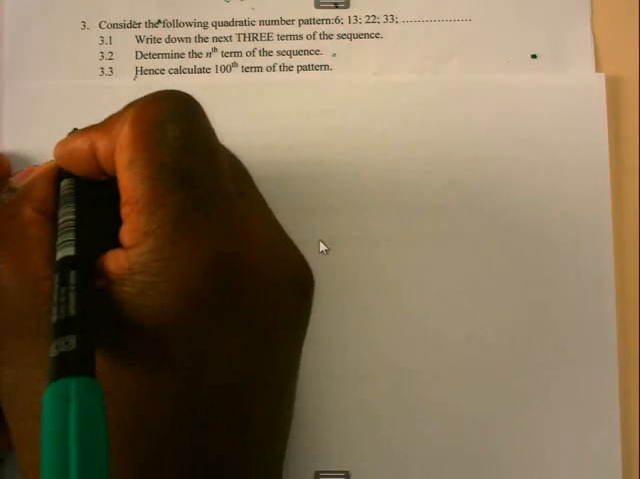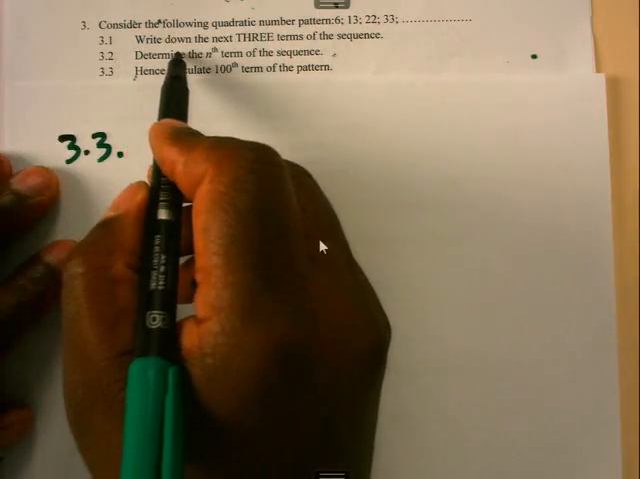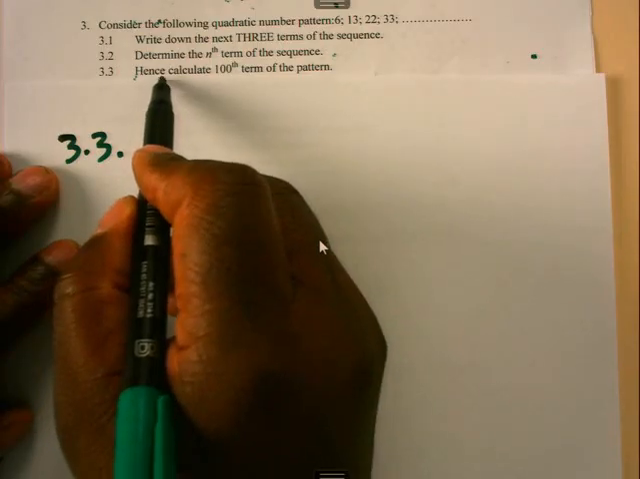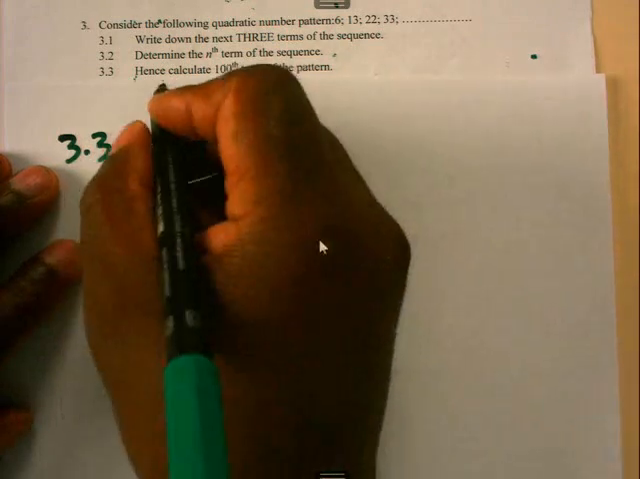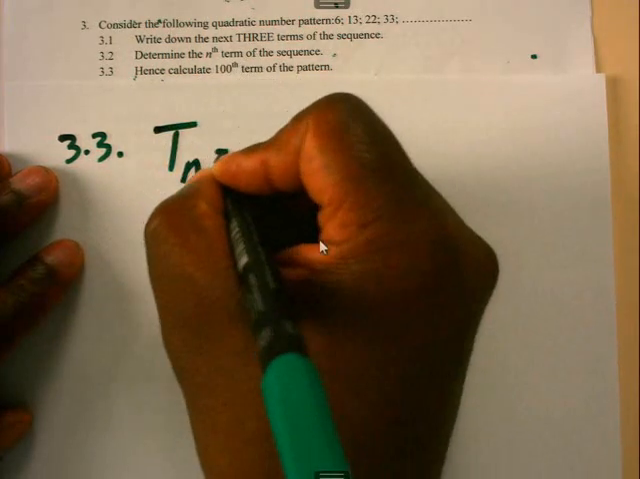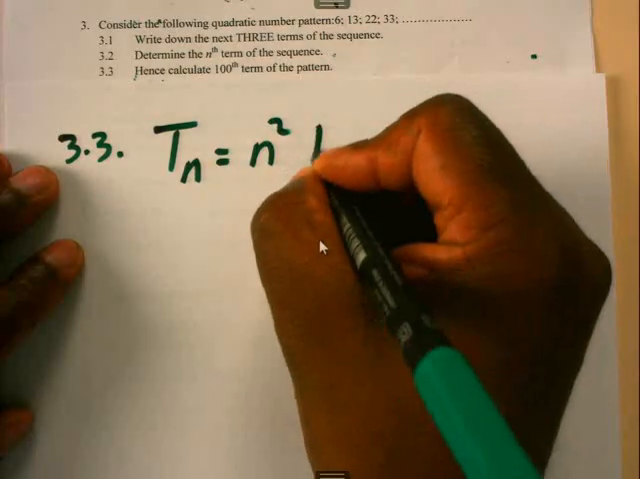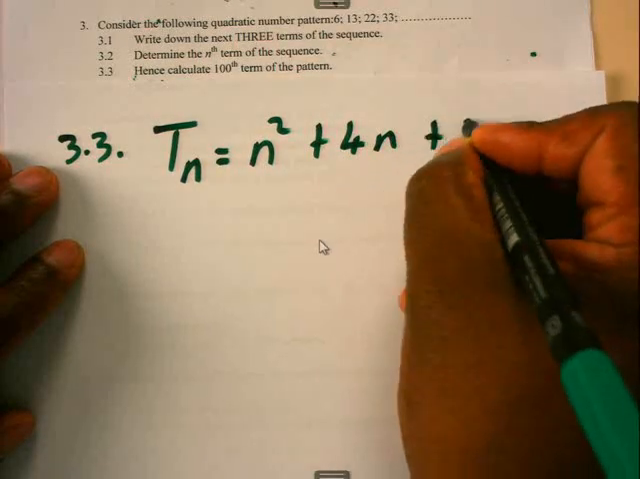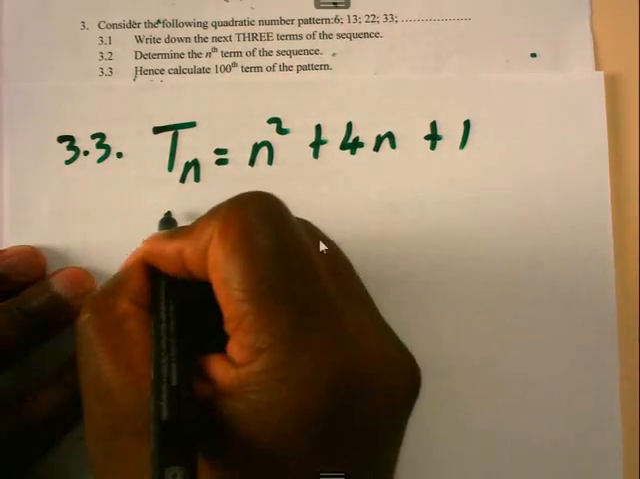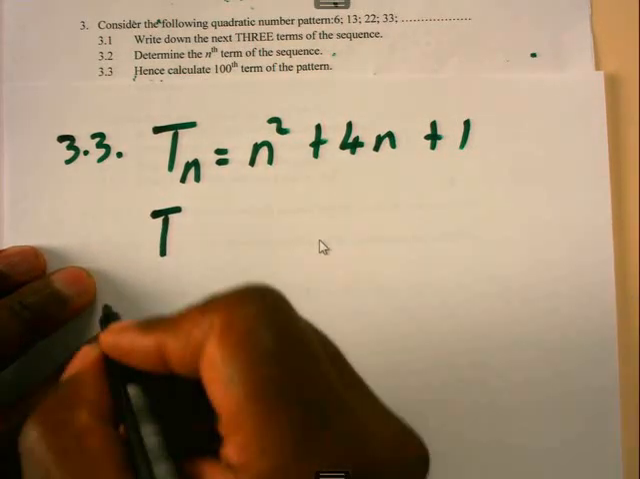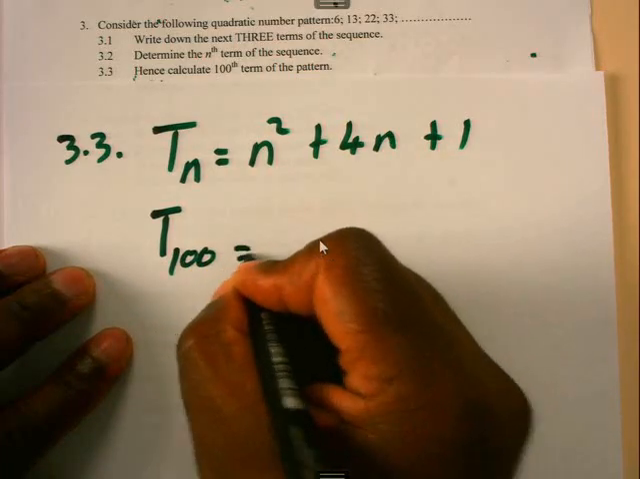Check 3.3. 3.3 states, hence calculate the 100th term of the sequence. Hence, use the solution that you've already got here. So the word hence means use the solution you got in 3.2 to solve 3.3. And in 3.2, we have the nth term as n squared plus 4n plus 1. So the question states, determine the 100th term of the sequence, term number 100. So it means you substitute n by 100.